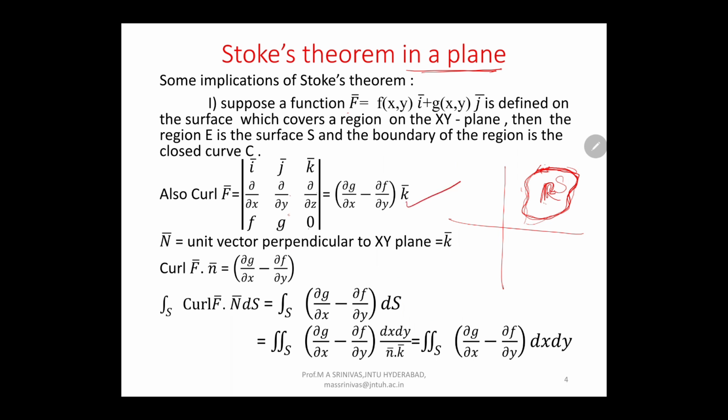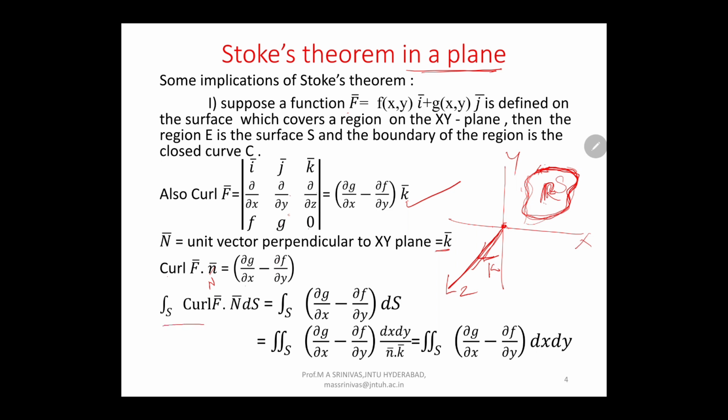Now, what is the unit normal vector to the surface? The surface is on the xy plane, so automatically what is your n bar for it? N bar will be perpendicular to this xy plane, which is along the z-axis, and the unit normal vector will be k bar. So n bar is the unit vector perpendicular to the xy plane, which is k bar. So what is curl F bar dot n bar? Curl F bar dot n bar is, if I find the dot product, dou g by dou x minus dou f by dou y.